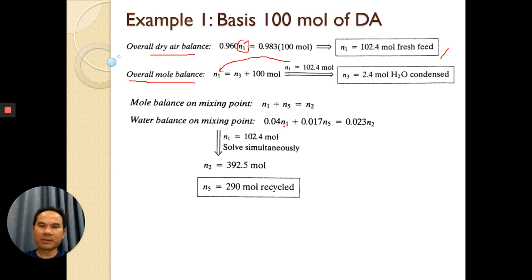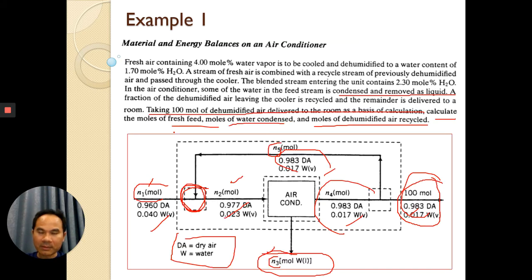For this case, we do know N1. Unknown is N5 and N2. Okay, we cannot solve for one equation, so we have to use another one: the water balance. Water balance around the mixing point.